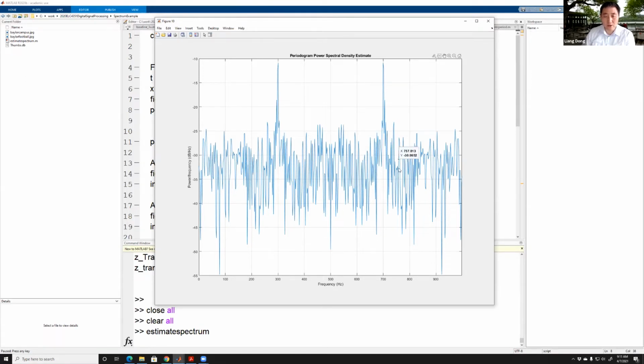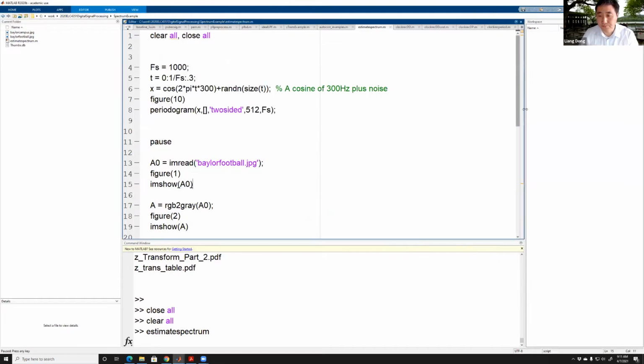The entire power spectrum is normalized, so adding everything gives 1. The y-axis is dB per Hertz. It's quite small, negative 30 dB, negative 10 dB per Hertz, but adding all together gives you a normalized energy. So that's one of the very interesting commands in Matlab for spectral analysis.